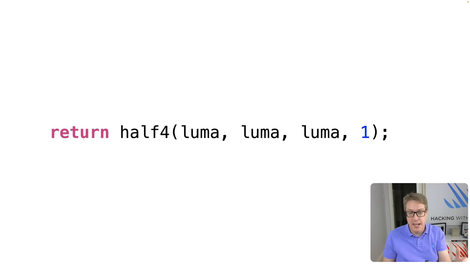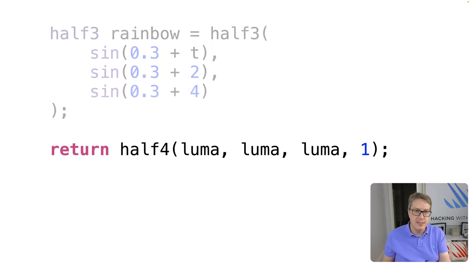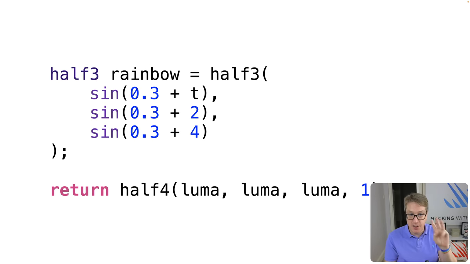Next, let's look at our color. Right now, we're sending back that luminescence value, luma, luma, luma, for red, green, and blue, which makes grayscale colors. Instead of doing that, we can create rainbow colors. We can say make a new half three colors, R, G, and B, no alpha here. For red, we'll use sine of 0.3 plus time. But green and blue will be fixed of 0.3 plus 2, 0.3 plus 4. We'll return to this shortly, don't worry.